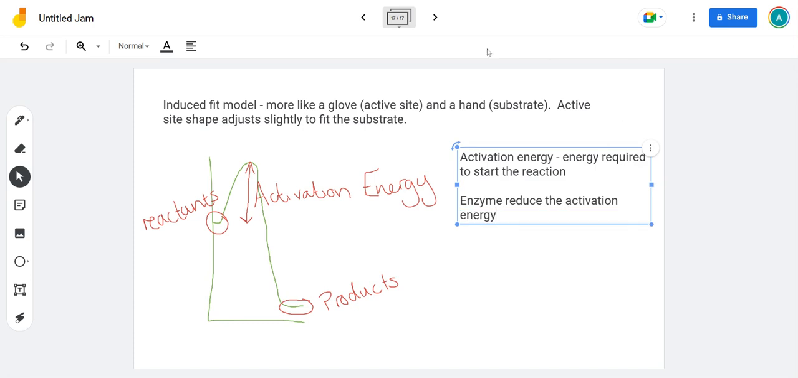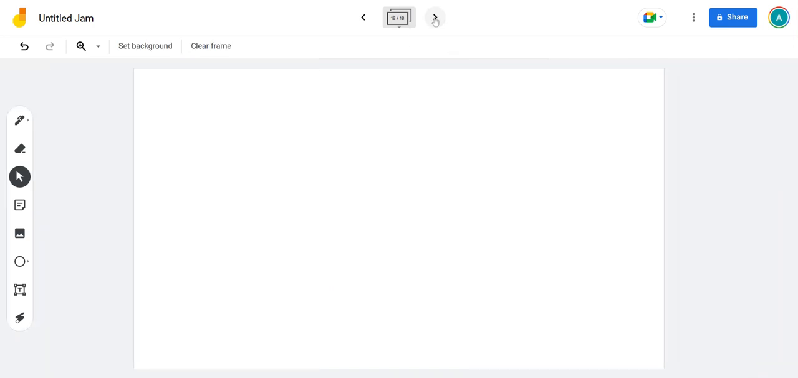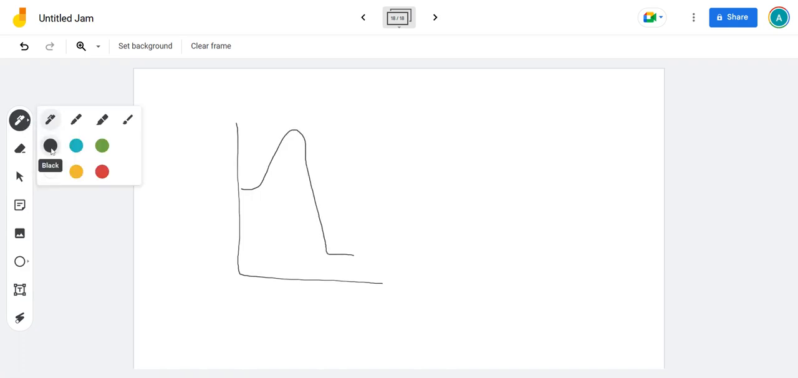And very often, what they ask you to do is they draw a graph, something like the one we just saw. So they'll draw a graph something like this, and they'll ask you to draw on the line that shows what would happen if you used an enzyme. And you need to draw a graph that starts at the same level, goes up but not as high, and ends at the same level. And that's really important, okay?